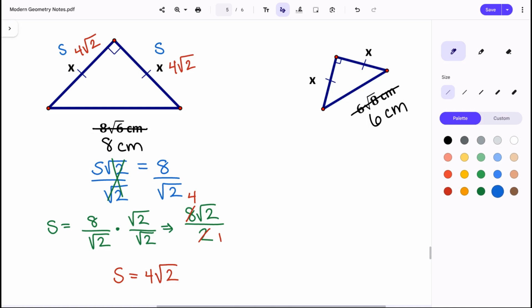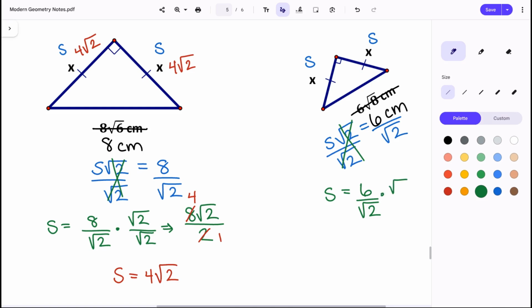Okay, so if you started this one out, you would have labeled these sides as your S. You would have said this is S square root of 2. We would do the same process that we did on the other one. We would divide by the square root of 2. So we have S equals 6 over the square root of 2. But again, you can't leave it there. So you have to multiply by the square root of 2 on the top and on the bottom. And so this becomes 6 square root of 2 over 2, which reduced to what? Yeah, 3. So these sides are 3 square root of 2.